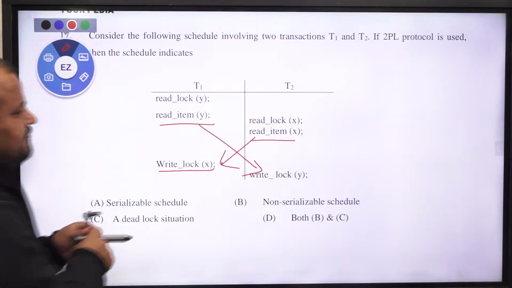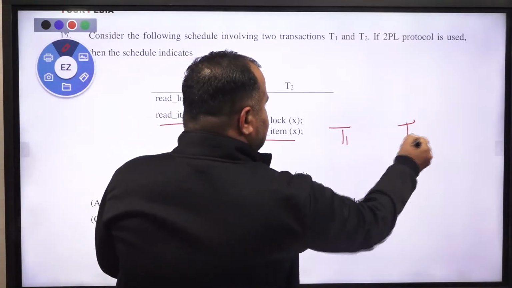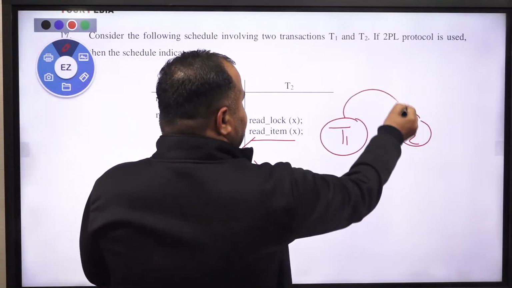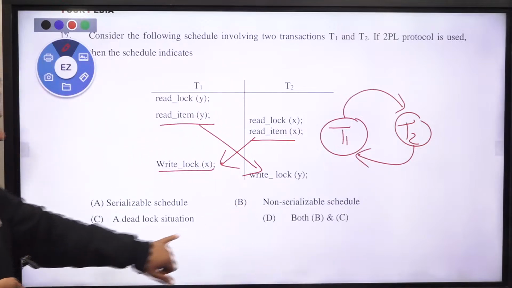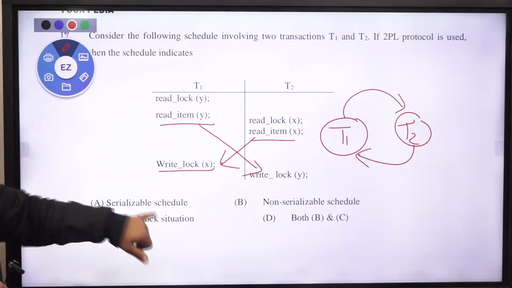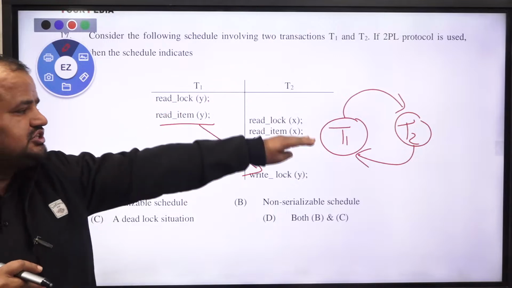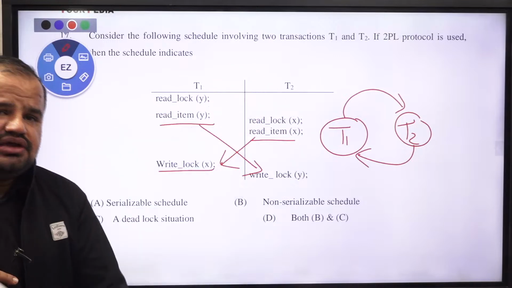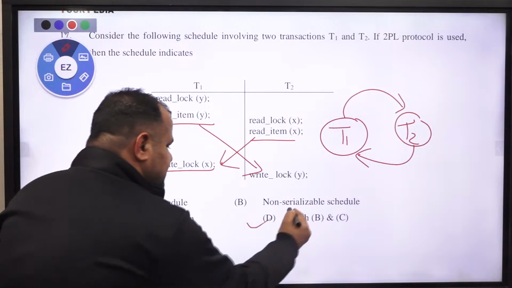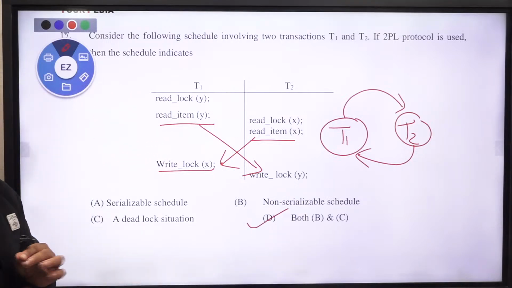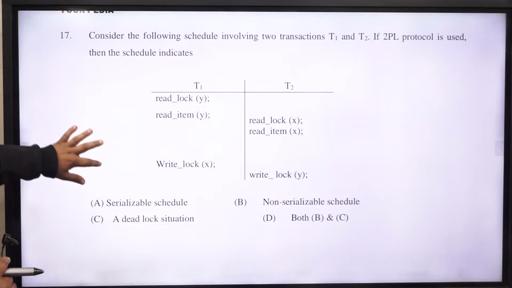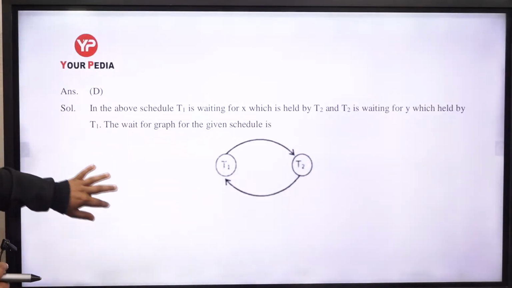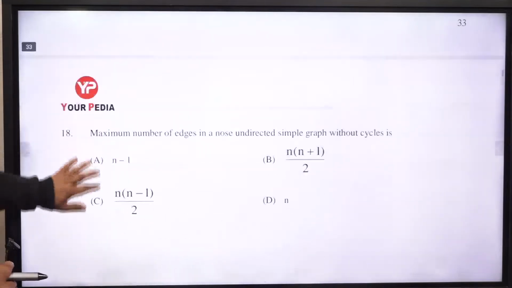If we go with the precedence graph, how can we construct it? T1 to T2 and T2 to T1, and it is non-serializable in nature, and a deadlock situation is there because T1 is requesting for T2, T2 is requesting for T1. Fine. So the correct answer is D, my dear students, not C. Keep in mind these types of problems. These are very important problems. You may make some silly mistake. That is the case. Moving towards the next problem.